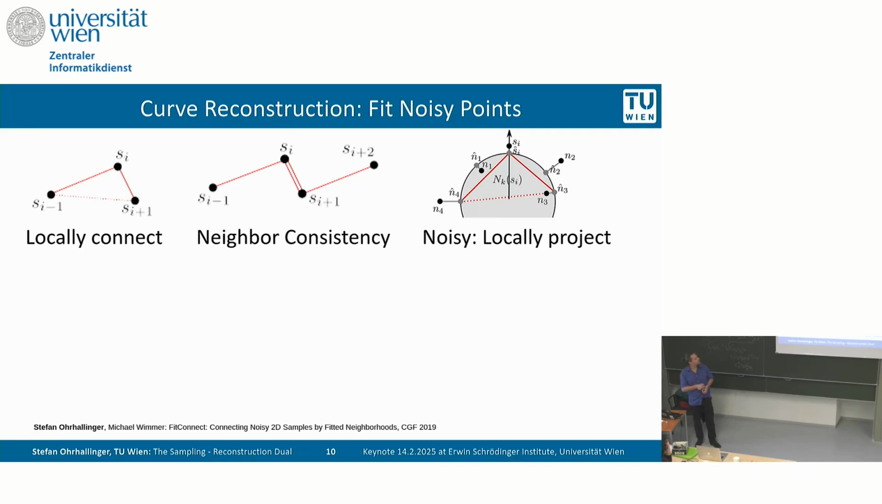So we have points similar to here, and then we connect them. So there's also a question how to choose the neighborhood. We do some incremental stuff. I won't go into the details here.